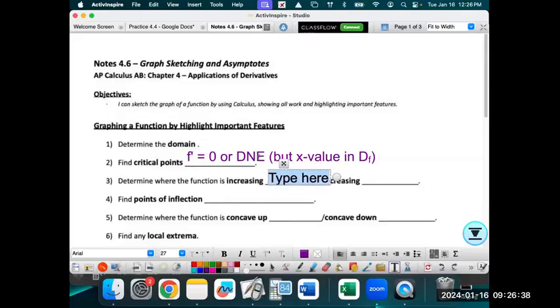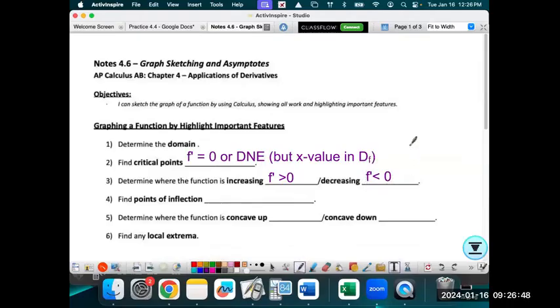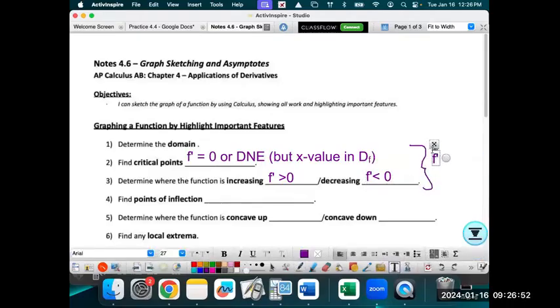All right, and then where is your function increasing? Where the derivative is positive, and decreasing is where your derivative is negative. So with these two things, with your critical points and your increasing, decreasing, that would be your first derivative number line or your first derivative test.